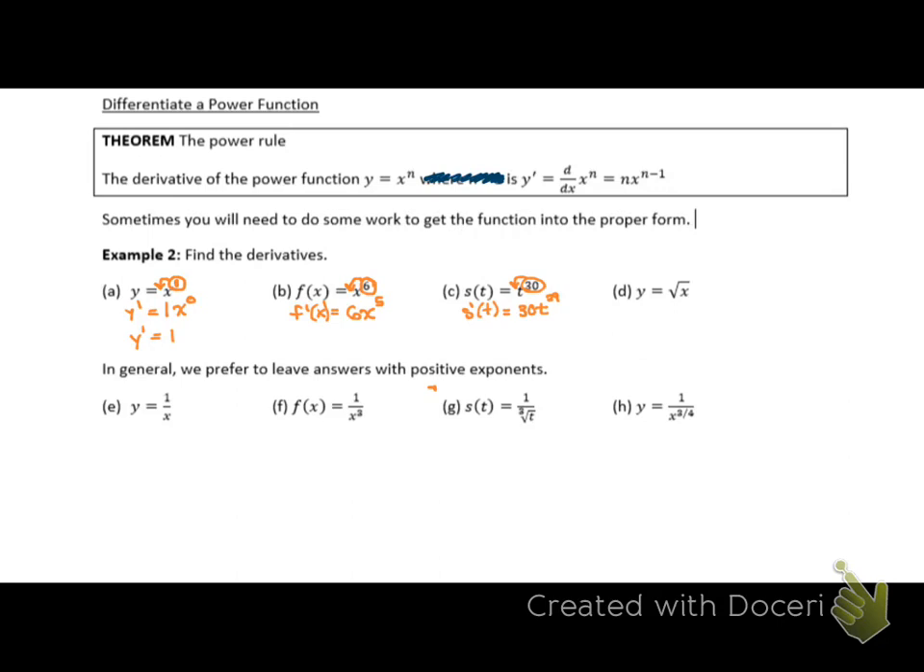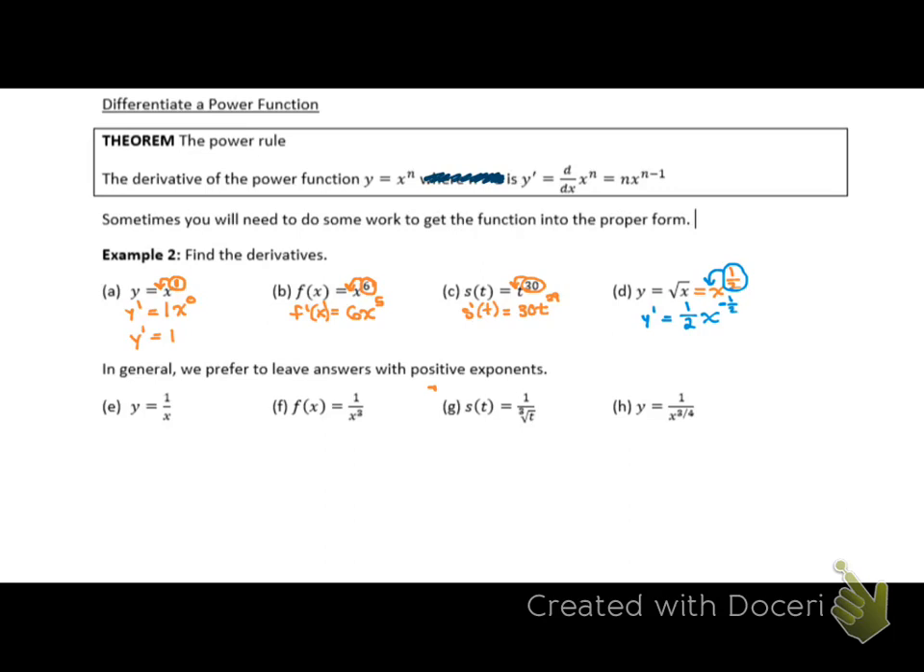Now, in order to be able to do this, we actually need an exponent. It needs to be some kind of rational number. So I'm going to rewrite the square root of x as x to the 1/2, because you can do that when you're rewriting a root, a radical, as a rational exponent. So now we're going to take the 1/2, move it to the front. So y prime is going to be 1/2 x, and 1/2 minus 1 is negative 1/2.